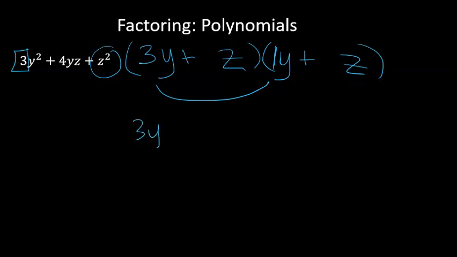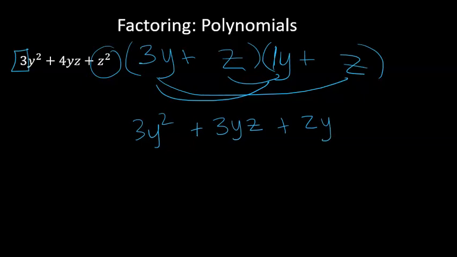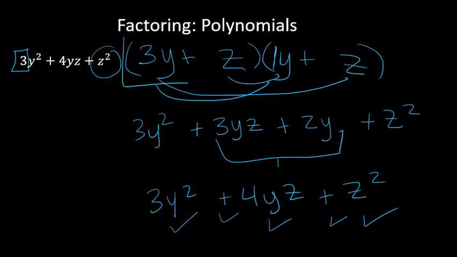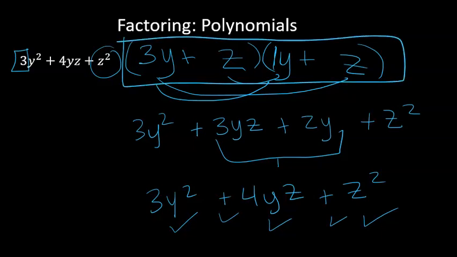First, then the outer is plus 3yz. Then the inner, because we're multiplying, is plus zy. And then the last is z squared. These are the common terms. So I have 3y squared plus 4yz plus z squared. It looks like it is the exact same thing as the initial answer. So it looks like this is correct.